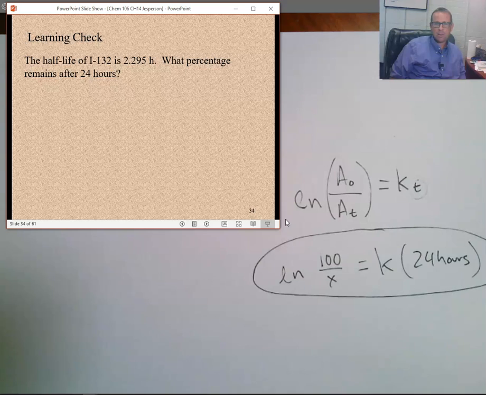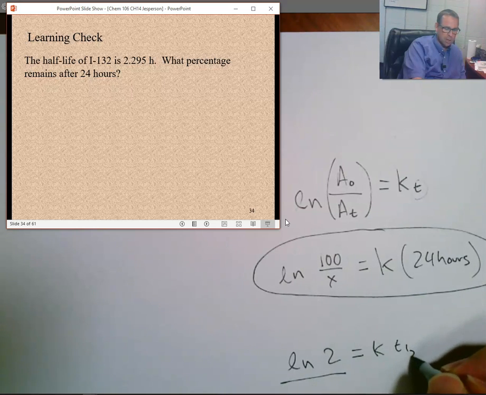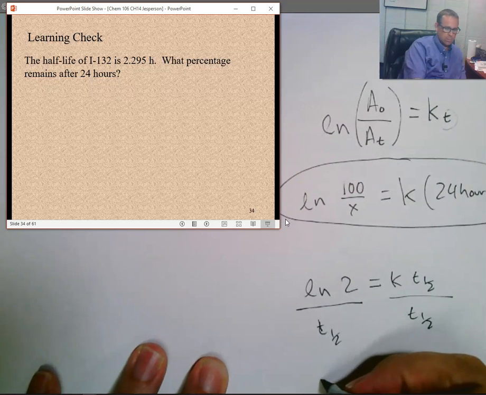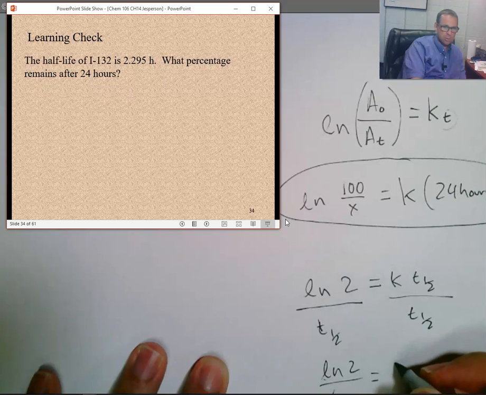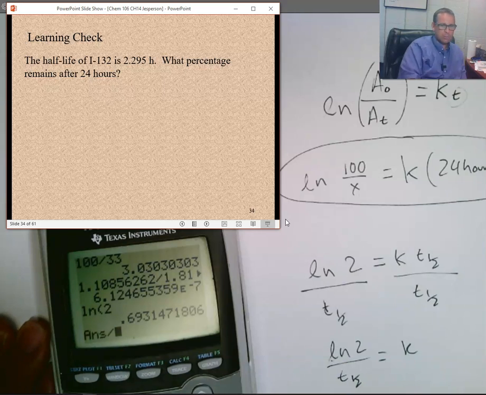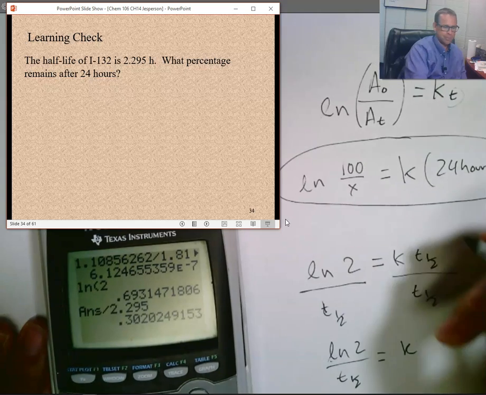The only thing we're missing here is our K. How can we get the K? Well, we can get the K by knowing that the natural log of 2 equals K times our half-life. So then we can divide both sides by our half-life. And there we can see the natural log of 2 divided by our half-life should equal our K for this reaction. So, natural log of 2, that's already in my calculator, divided by our half-life, 2.295, gives us our K of 0.302.